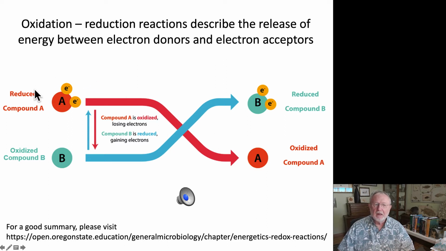So we have reduced compounds that give up their electrons and become oxidized. And in the other half of this reaction, we have oxidized compounds that pick up those electrons and get reduced along the way. There's a good summary discussing electron towers at this Oregon State website. I encourage you to take the time to go explore that website.